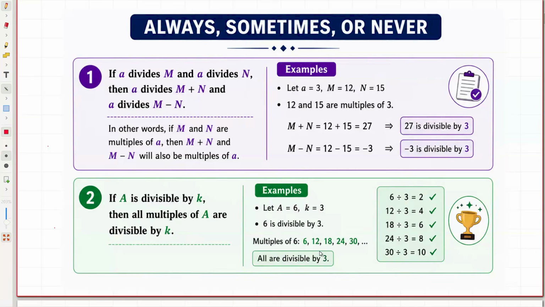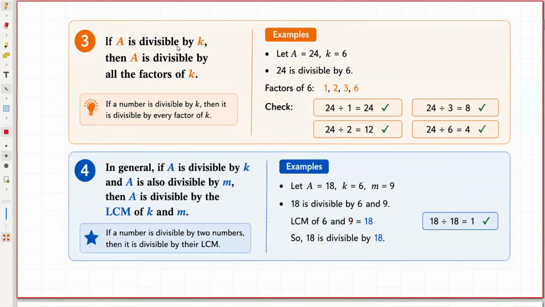Next one: if A is divisible by K, then A is divisible by all the factors of K. Example, A equal to 24, K equal to 6. 24 is divisible by 6. Now the factors of 6 are 1, 2, 3, 6. So 24 is divisible by all the factors of 6. A is divisible by all the factors of K. So 24 is divisible by all of 1, 2, 3, 6.